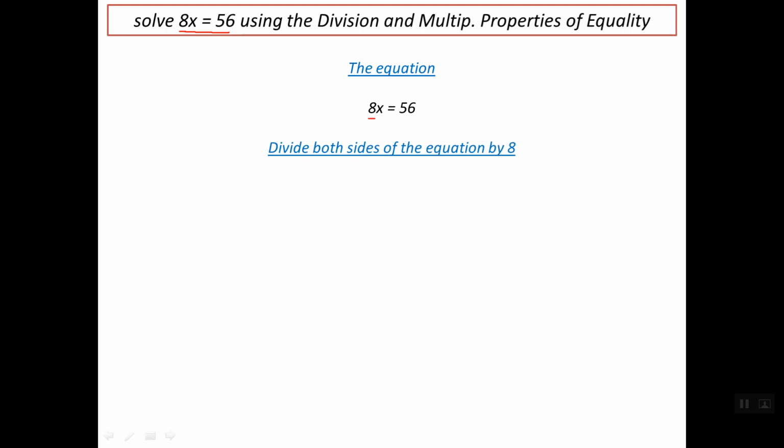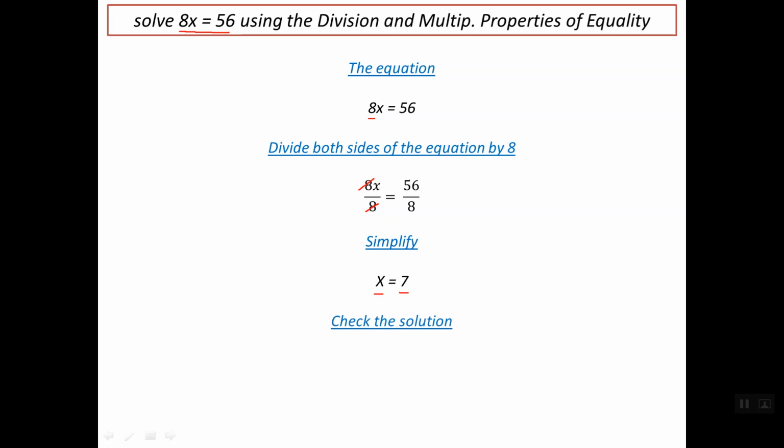So if we divide both sides of the equation by 8, what do we have? At the left side we have 8x divided by 8, and at the right side we have 56 divided by 8. Now we can simply simplify. 8 cancels with this 8, so the remaining at the left side is only x, and at the right side we have the division of 56 by 8, so we have 7. So the solution for the value of x is equal to 7.